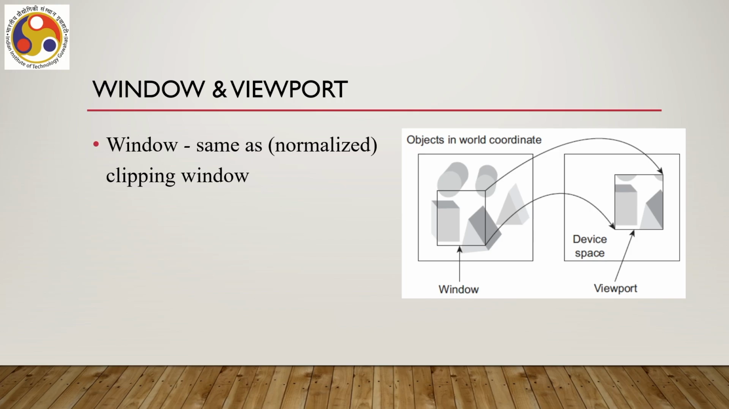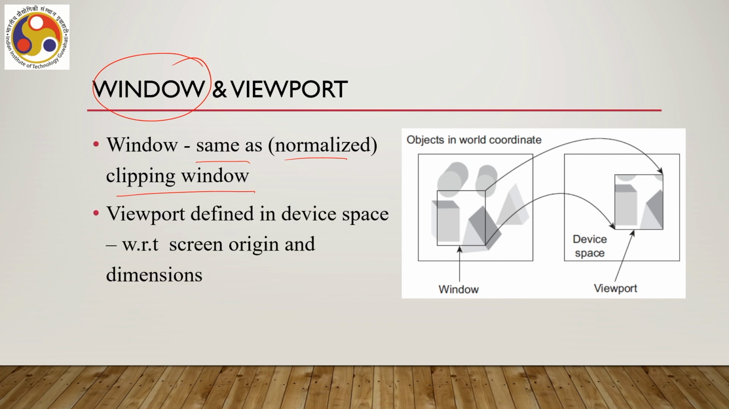Now, there is one more transformation, that is window to viewport. Now, what is window? Window is the same as a normalized clipping window. So, typically there is another term for this view plane, which is window. This is actually a normalized clipping window. The viewport on the other hand is not defined on the view plane, it is defined in the device space, that is a portion of the final screen where the scene will be rendered. So, this is defined with respect to the screen origin and the screen dimensions, or display origin and display dimension.